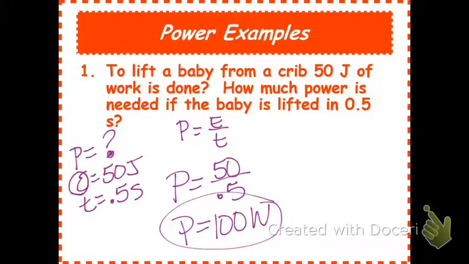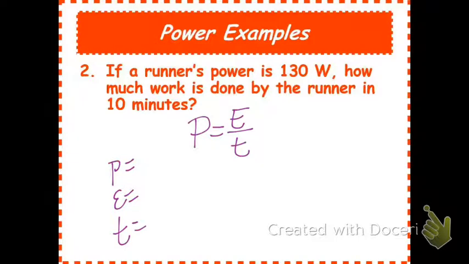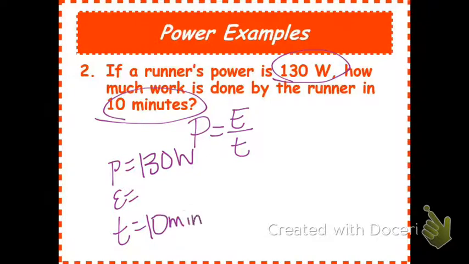Okay. Now if we look at the next one, again, you're going to be using the PET equation. P equals E over T. So P, E, T. They're talking about a runner. They give you 130 watts. How much work is done by the runner in 10 minutes? So they give you 130 watts, so that's the power. They give you 10 minutes, but keep in mind that our time has to be in seconds. So we just have to multiply that by 60 in order to get the number of seconds. So that's going to be 600.